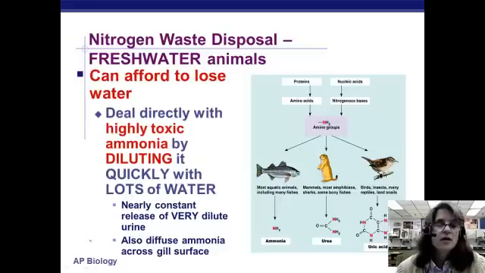Okay? If you are a freshwater animal, you can afford to lose as much water as you want to lose because you are swimming in it and you are taking it in all the time. So you deal with this highly toxic ammonia by diluting the blazes out of it, and you get rid of it with lots of water, a very dilute urine, as often as you can. And you can even diffuse it across your gill surface. Fish do that as well.